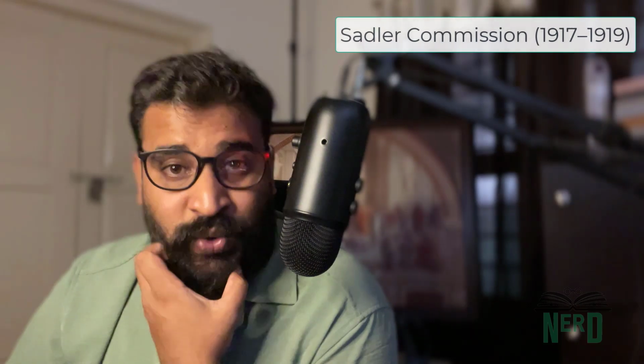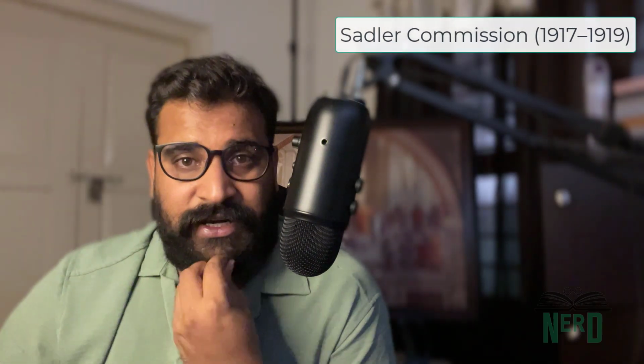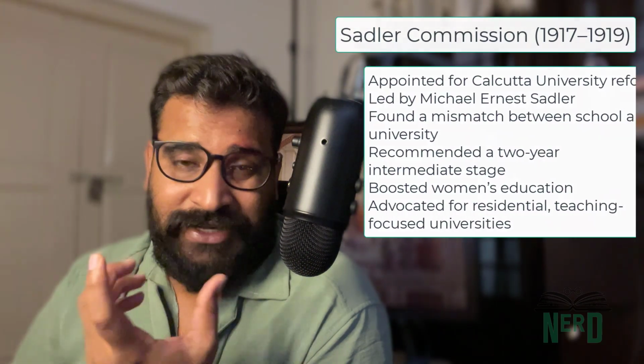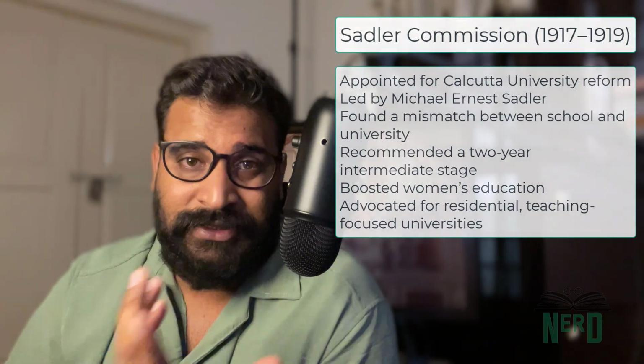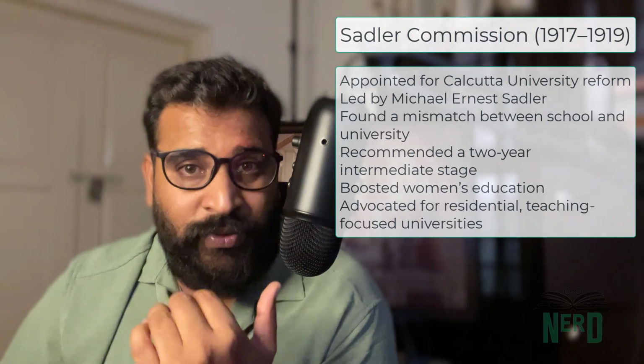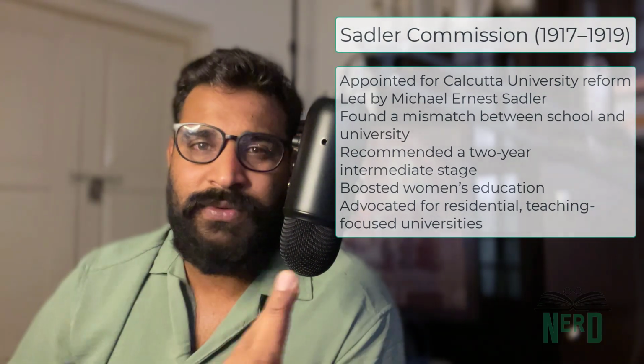Next is the Sadler Commission, 1917 to 1919. And it was actually appointed for Calcutta University. A reform led by who? Michael Ernest Sadler, very important, who found a mismatch between schools and universities.